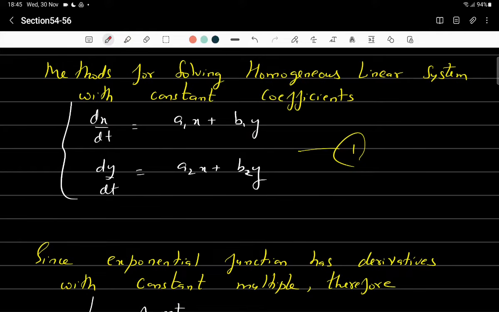Good evening everyone. So recall that in the last class we discussed how to solve a homogeneous linear system of equations with constant coefficients. We haven't done the examples, which we are going to do in today's class.